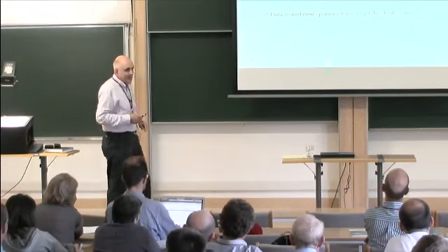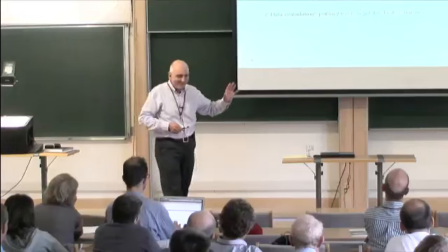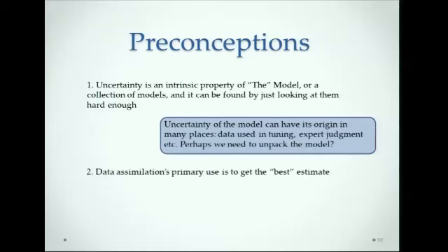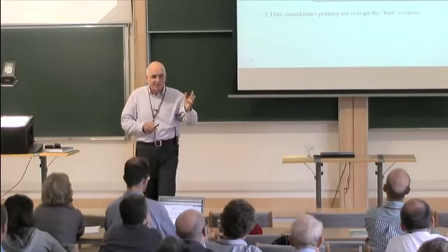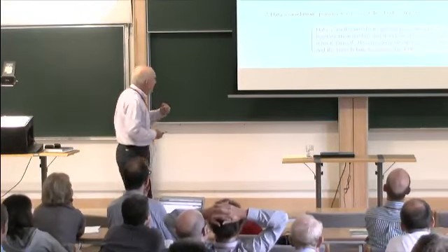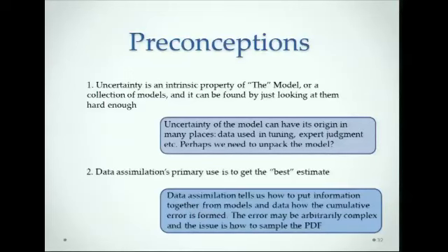The other thing, which I think I'm on much more solid ground on, I have a little bit of a nerve stepping into climate science and saying stuff like this, but in data assimilation I feel comfortable. And that is that everyone is wrong in thinking of data assimilation's primary use as getting the best estimate. I think that's still the way climate scientists think of data assimilation, that it's going to help them. When in fact it tells us how to put information together from models and data and tells us how the cumulative error is formed.